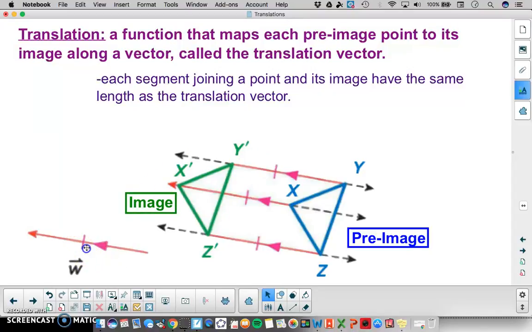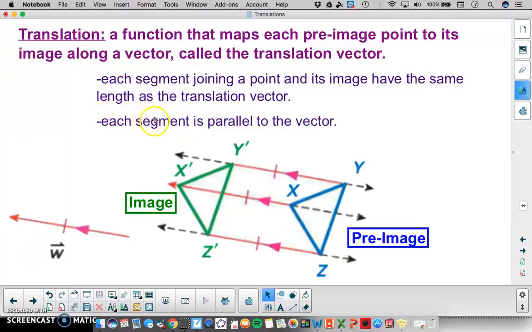Notice that this vector W is my translation vector, and the length of the segment between Y and Y prime is congruent to that vector W. Notice it's the same between X and X prime and between Z and Z prime. Also, each segment is parallel to our translation vector. So each of these segments have the same slope as our translation vector.